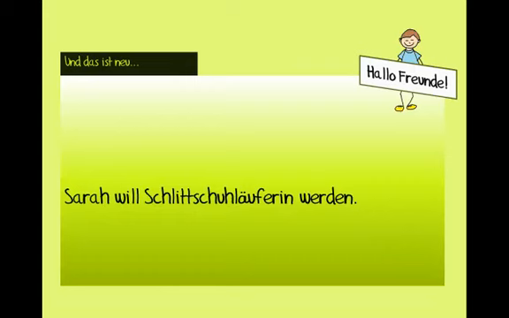Sarah will Schlittschuhläuferin werden. Weißt du das? To ask someone if they have knowledge of a certain fact, you could make two separate sentences, as we have right here. There's nothing wrong with that. But using the conjunction das here sounds much better. Take a look how it works.